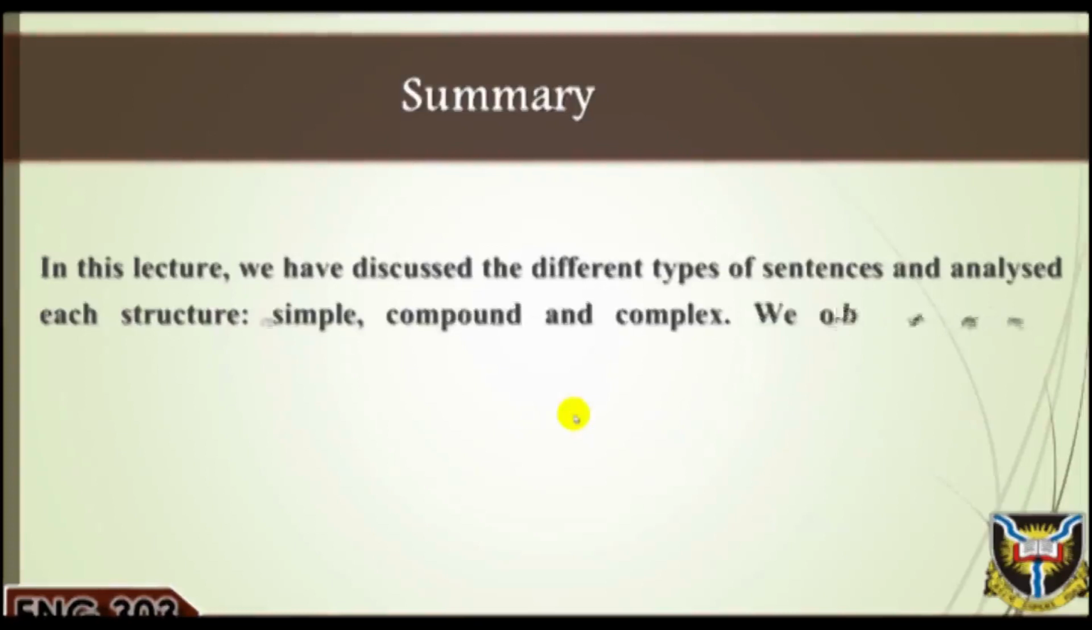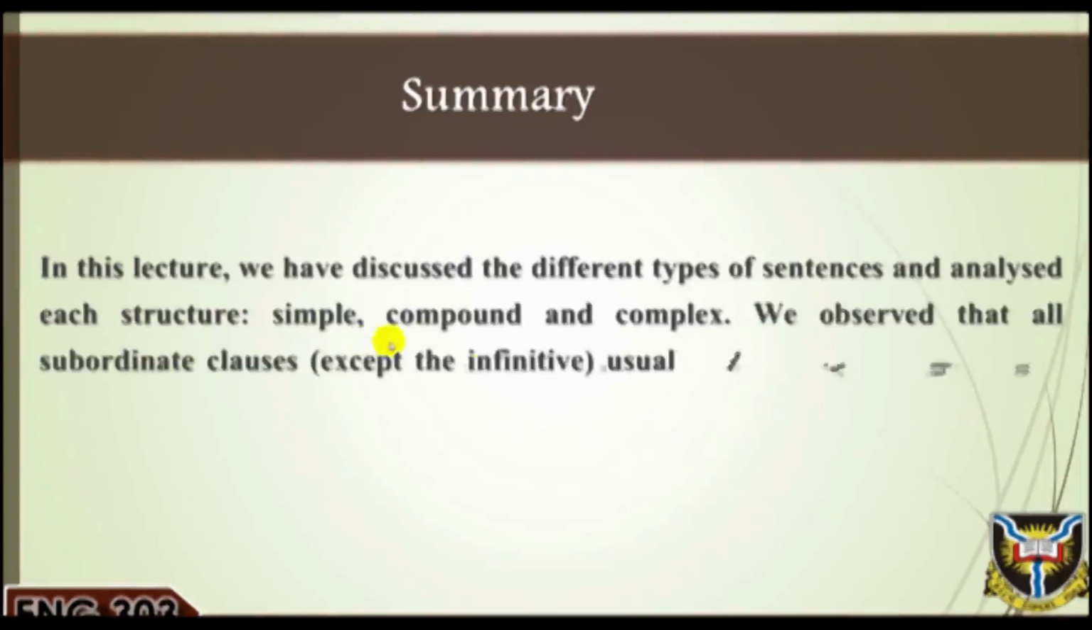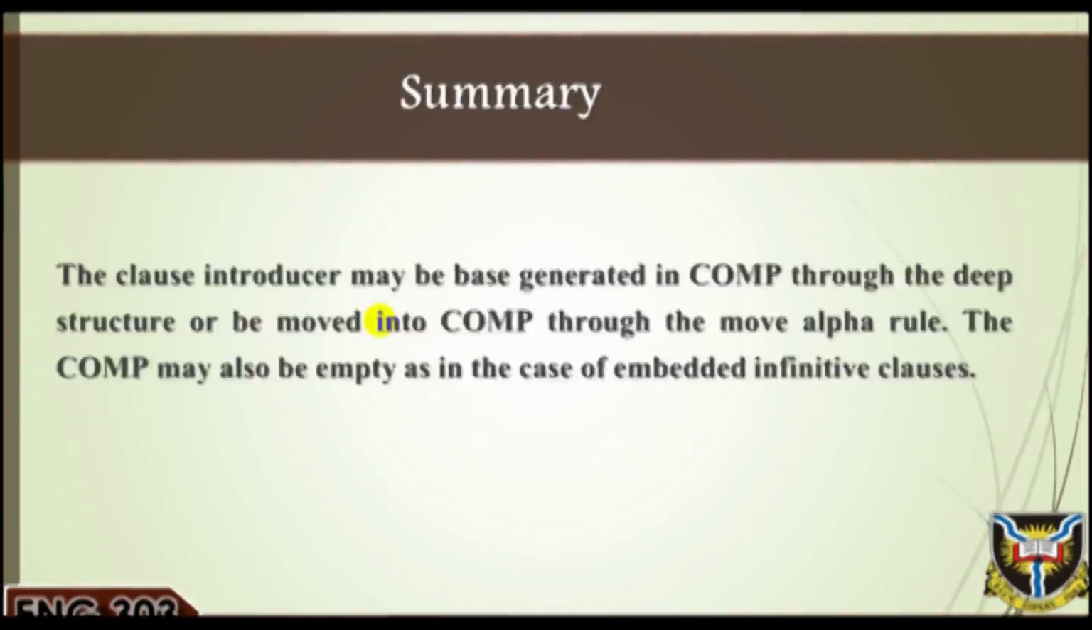Summary. In this lecture, we have discussed the different types of sentences and analyzed each structure: simple, compound, and complex. We observed that all subordinate clauses except the infinitive usually have clause introducers in COMP. The clause introducer may be base generated in COMP through the deep structure or be moved into COMP through the move alpha rule. The COMP may also be empty, as in the case of embedded infinitive clauses.